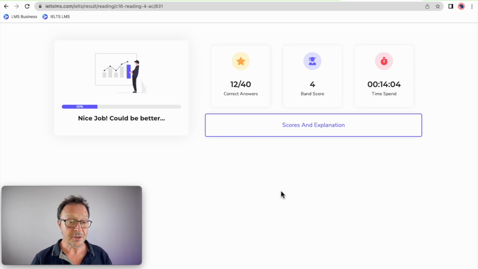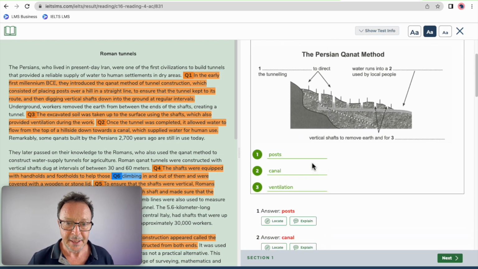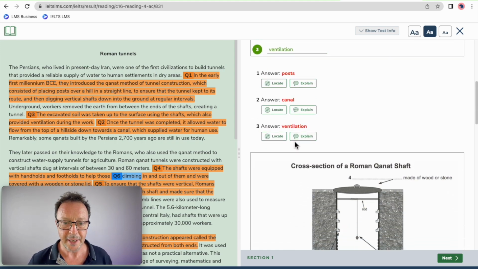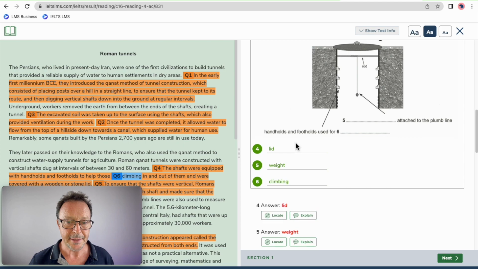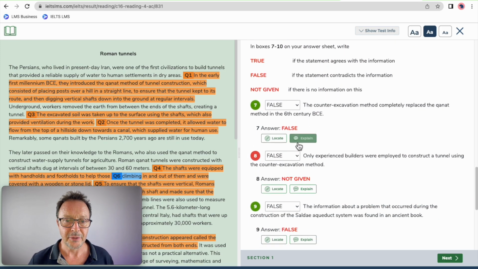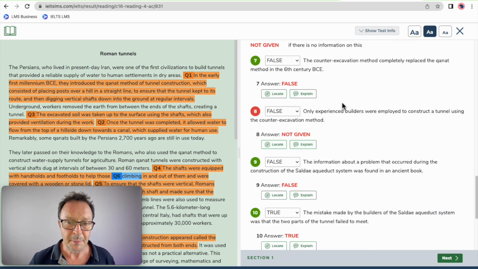Okay, so here you can see my band score of 4, not very good, but remember I only did one section. So let's have a look at the scores and explanation. Now, what did I get right and wrong? Post-canal ventilation, that's all right. Lid weight climbing is all right. Now down here, false, false, false, true. Now, if you remember, I wasn't sure about this one. I thought it was not given and the answer was not given.